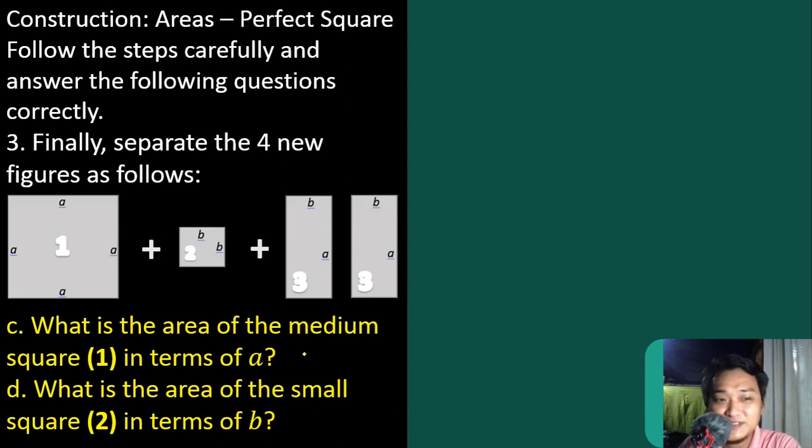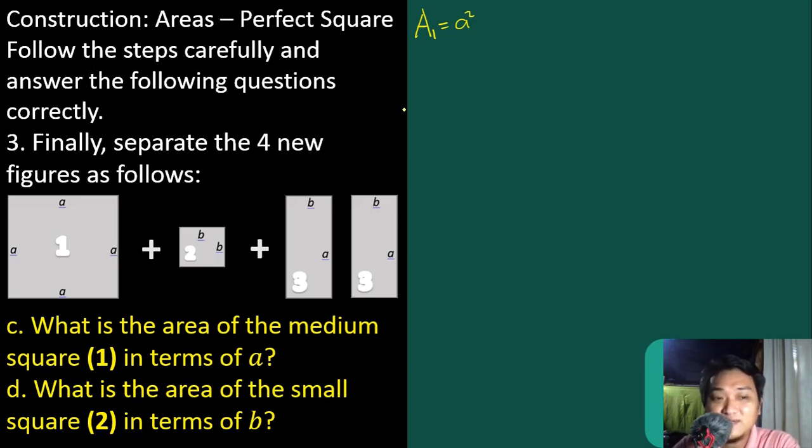Now, the question for letter C is, what is the area of the medium square in terms of A? Ito po yun. Ang tinatanong ito, ano yung kanyang area? So, since the sides of that medium square is A, therefore the area of figure 1 will be A squared. O saan natin nakuha yan? That is from the area of squares, which is S squared. Since wala naman ang banggit na sukat, so we'll just denote it as A.